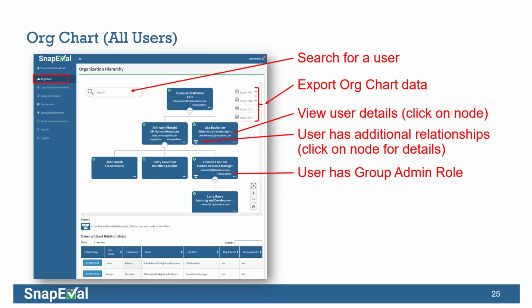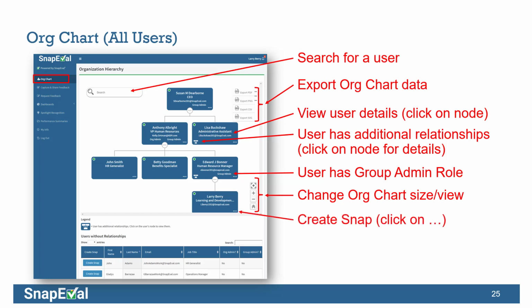You'll also notice that right below the user's email address is an indicator that indicates whether they have a group administrator or organization administrator role. There are navigation buttons in the lower right-hand corner of the org chart that allow you to expand or reduce the size of the org chart or show you different views of the org chart. The three little white dots in the lower right-hand corner of a node allow you to create a snap for that person.